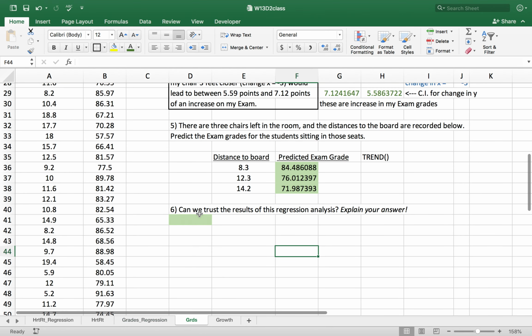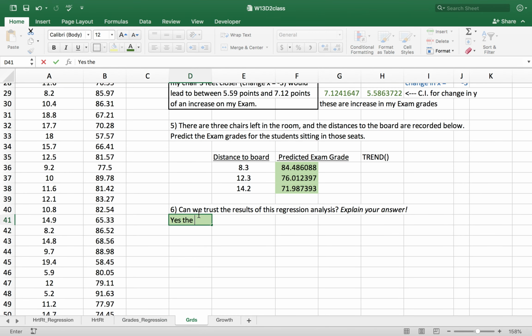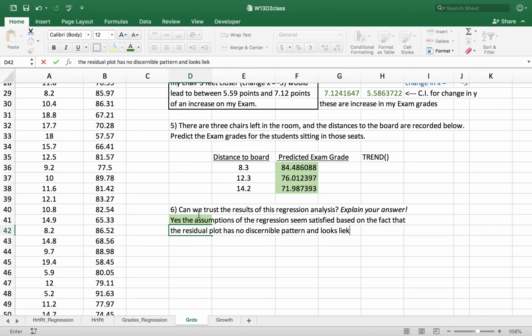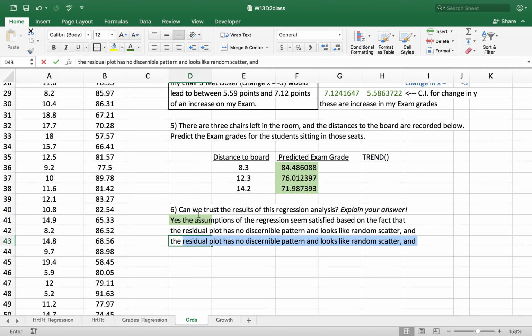So we're just going to wrap this up. We'll say, yes, the assumptions of the regression seem satisfied based on the fact that the residual plot has no discernible pattern and looks like random scatter, and the normal probability plot follows roughly a straight line as we would like.